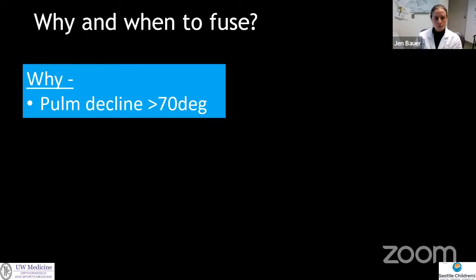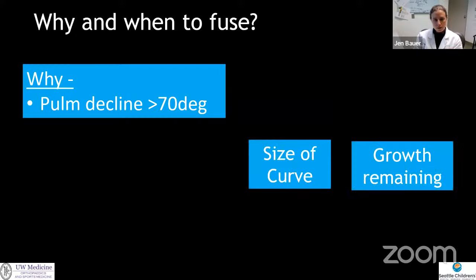We have shown that pulmonary function tests show an obvious decline starting at around 70 degrees. I've seen it even earlier, at about 60 degrees. So that's the whole reason we operate. And again, when do we fuse? Well, we're going to go back to the same thing. What's the size of the curve and how much growth do they have remaining?